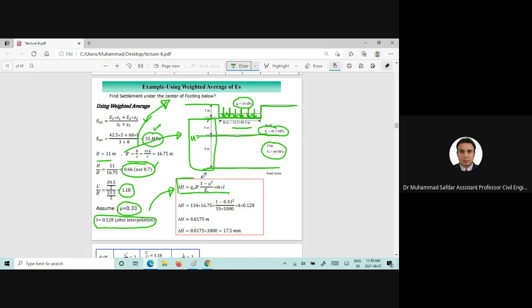Please kindly note down this equation because it's important from exam point of view, quiz and assignments point of view. And we will come up with the immediate settlement, which would be 0.0175 meter or simply 17.5 millimeter.